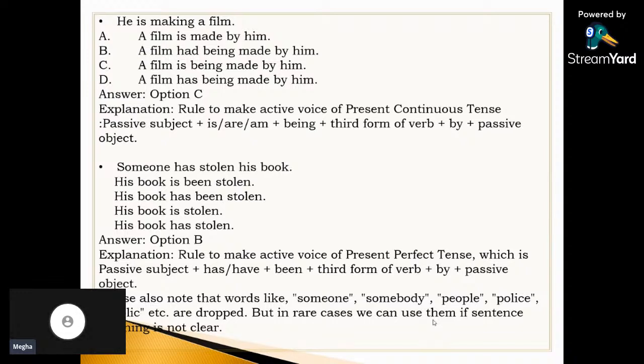His book is being stolen, so no, not option A. His book has been stolen, it is right. His book is stolen, that doesn't relate to the given statement. His book has stolen, no. So option B is the right answer. See how the object and subject position has been interchanged, how the tense has been changed. You can see, right? It has been changed to past participle, right? The present perfect tense has been changed to a past participle.